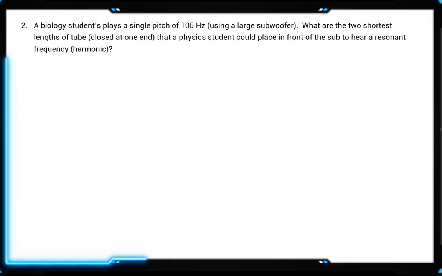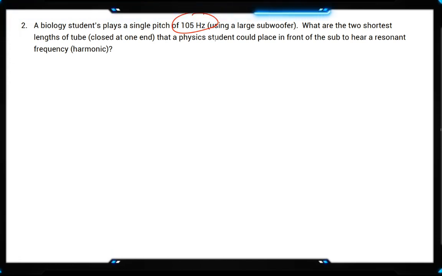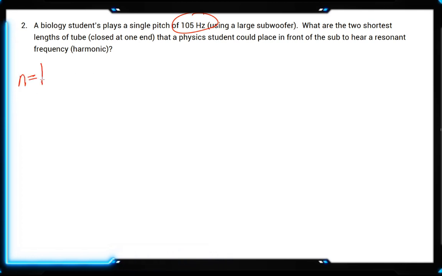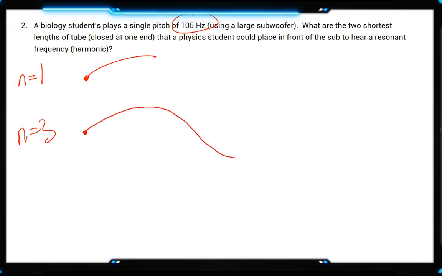Okay, the next question. These biology students are playing some kind of low dubstep bass sound. What are the two shortest lengths of tube, closed at one end, that the physics student could play in front of them to hear resonance? Okay, so maybe we want to think about a standing wave in a tube. The very first harmonic, the shortest wave possible, would be a node and antinode, and the next one would be the third one, node and then antinode.